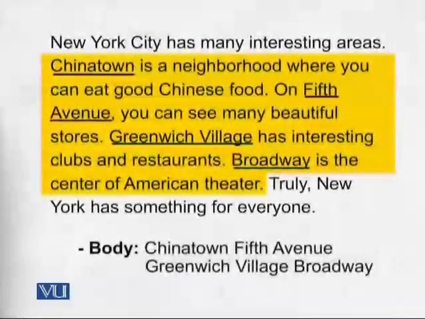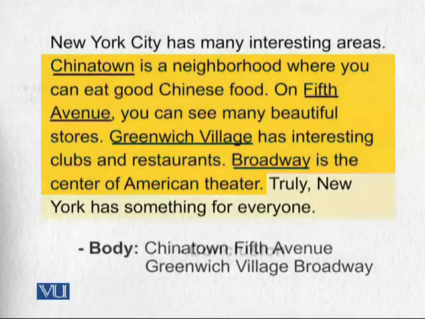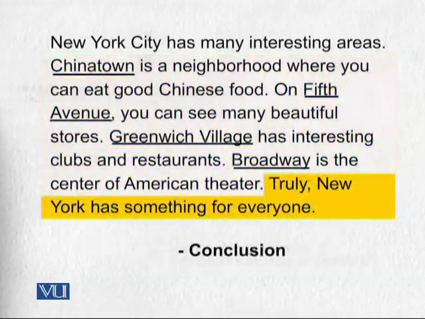And inside this topic sentence is the central idea. It means in the next sentences, you will be talking about those areas which you mentioned, or disclosed, in the topic sentence. And then come those 4 or 5 interesting areas: the first one was Chinatown, second was Fifth Avenue, then Greenwich Village, then Broadway. And if you see once again the last sentence, what's that? Truly, New York has something for everyone. Now, the last sentence is not another interesting area the writer is talking about. Rather, it is summing up.